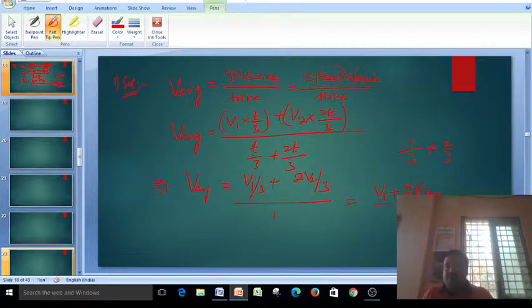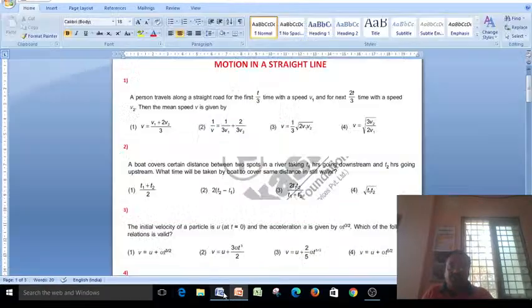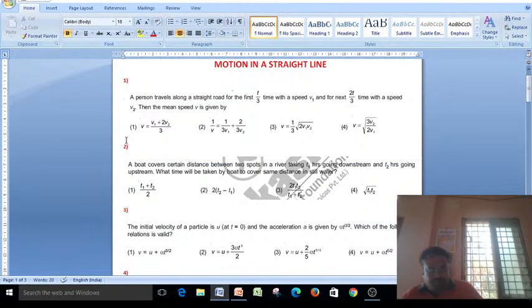Check this answer. Which option is the correct option? V1 plus 2V2 divided by 3. The first option is the correct answer. Right? So next question, let us read.